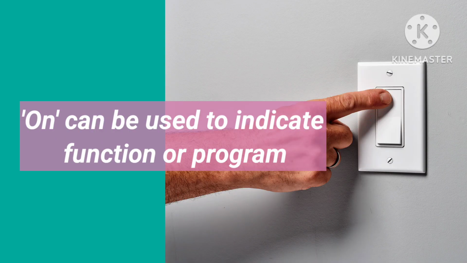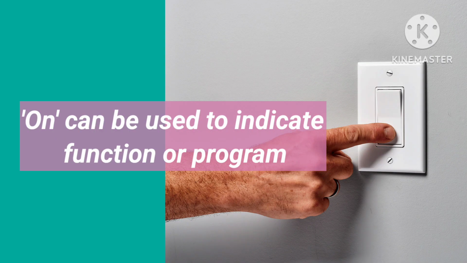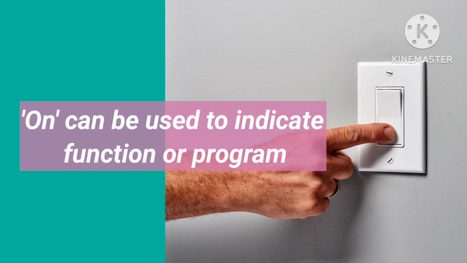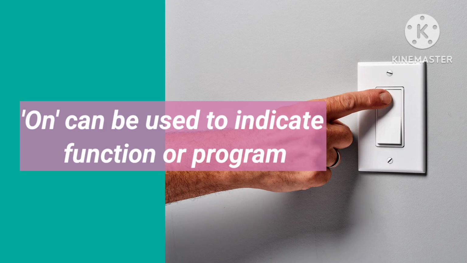On can be used to indicate function or program. For example, the light is on, the fan is on, the motor is on.